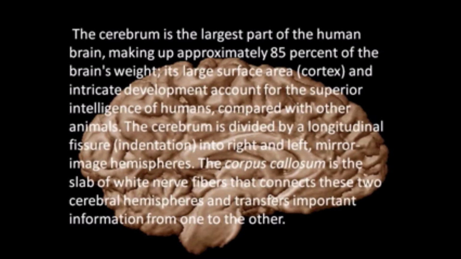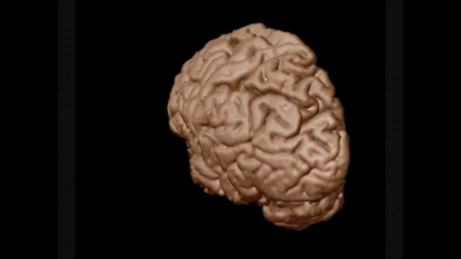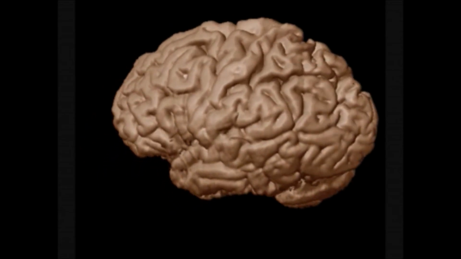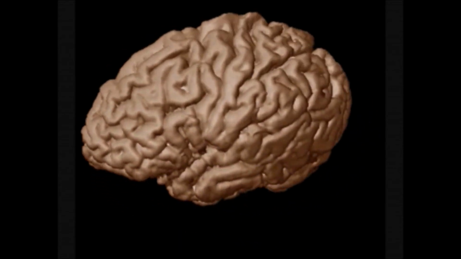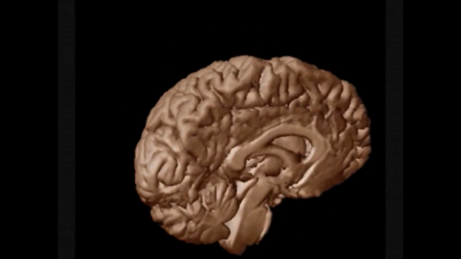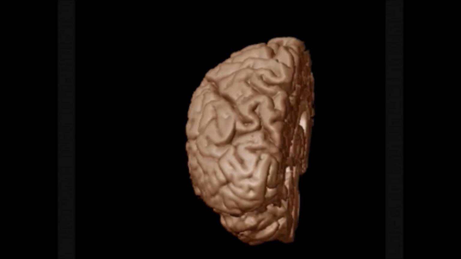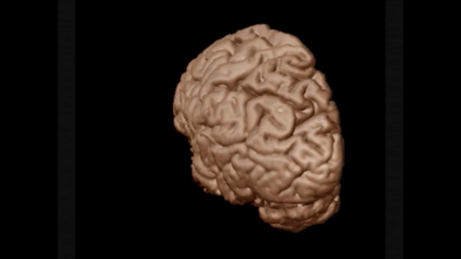The cerebrum is the largest part of the human brain, making up approximately 85% of the brain's weight. Its large surface area and intricate development account for the superior intelligence of humans compared with other animals. The cerebrum is divided by a longitudinal tissue into right and left mirror image hemispheres.